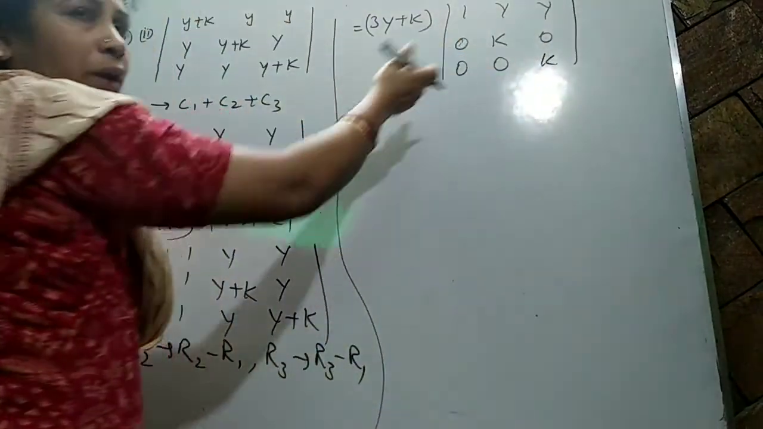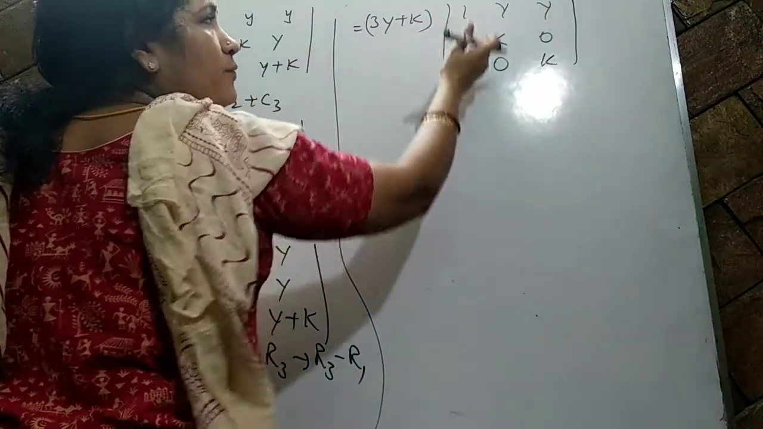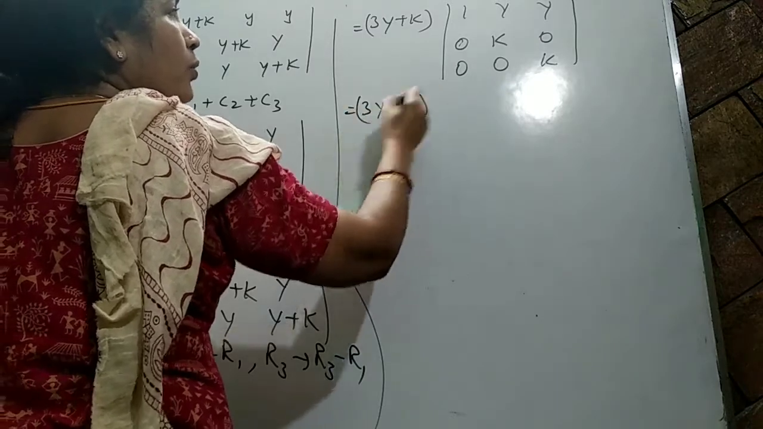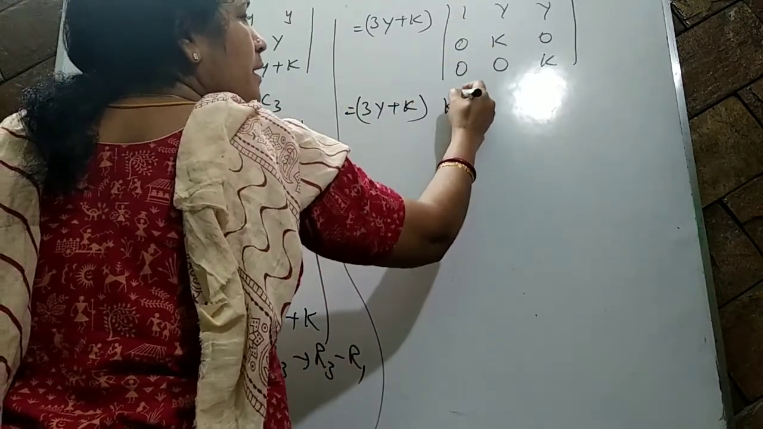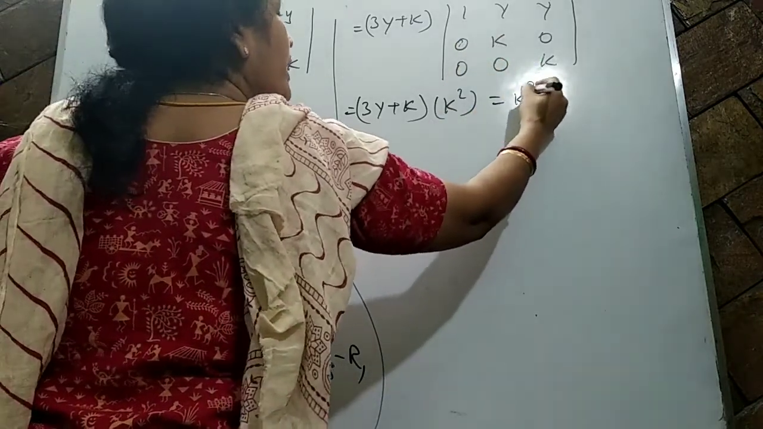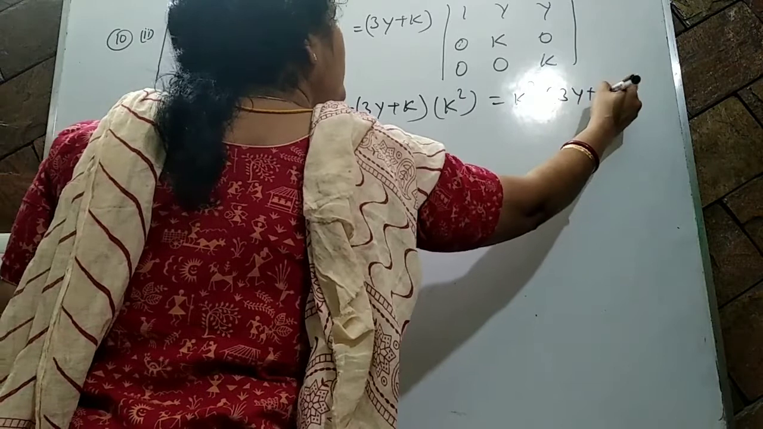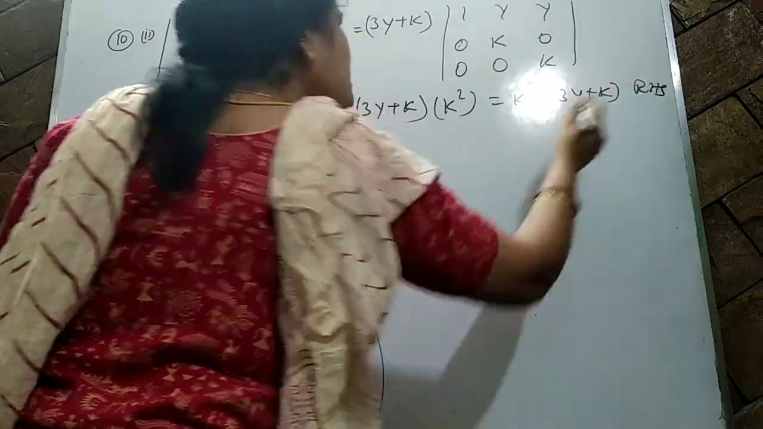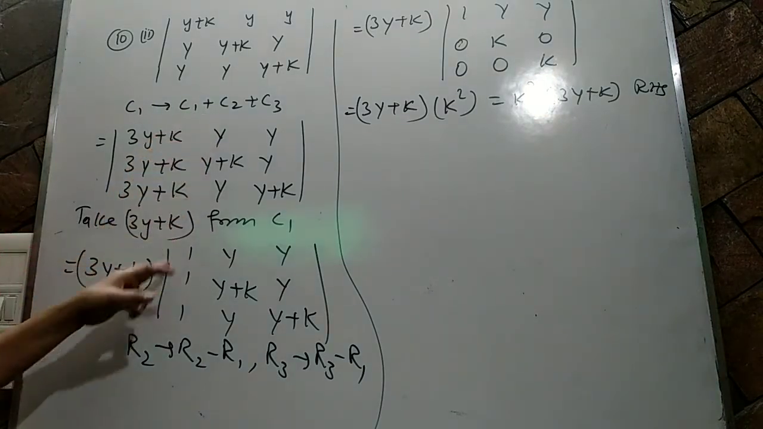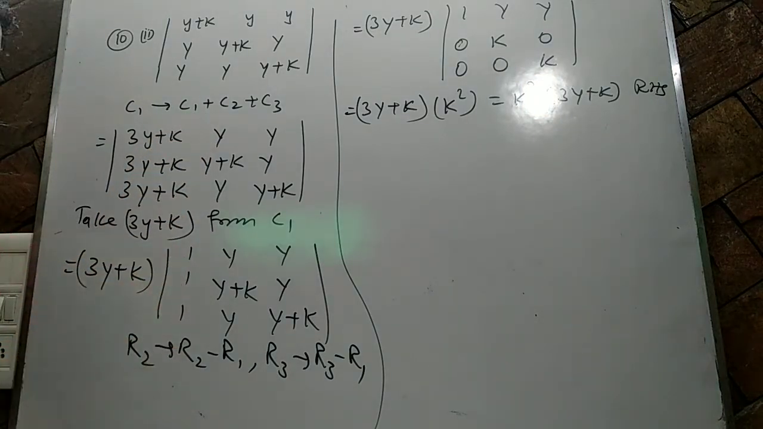Now you have full right to open the determinant. With the help of C1 you expand this determinant: 3y plus a k into 1 into the downward term, that is a k square. The remaining 0 into something is 0. So it is equal to k square into 3y plus a k. We are getting the RHS. You will easily get the answer. But keep the concept in mind, how I am bringing 1. Do it fast. The same operation you have to do in the first part, and you will get the result.